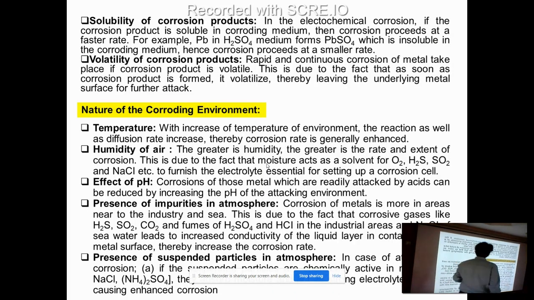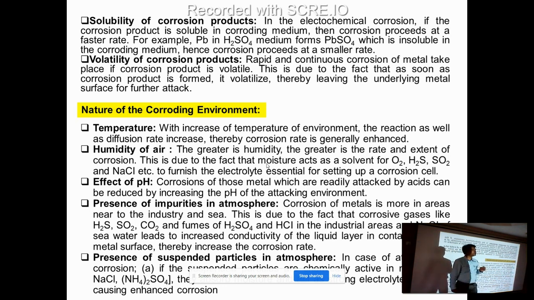Now look at the nature of the corroding environment. See, the corroding environment is also affecting the corrosion. Is it not? We have seen the parameters. Let's take the temperature. What will happen for the temperature case? If temperature increases, what will happen?